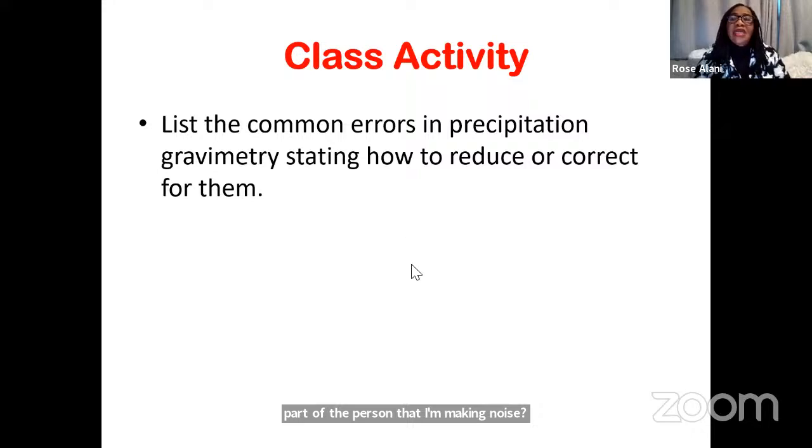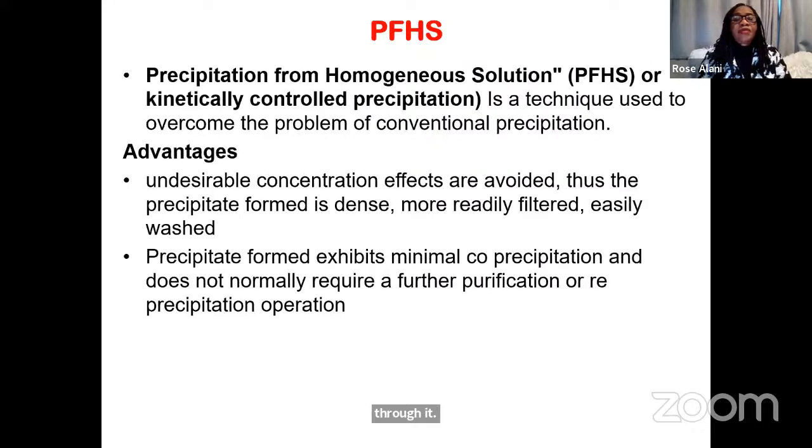Okay, your class activity. List the common errors in precipitation gravimetry and also state how to reduce or correct them. This is just what I just finished showing you. So you should know how to do that. Go back and read through it so you understand it better.